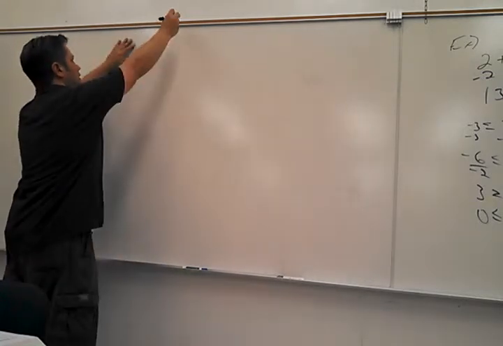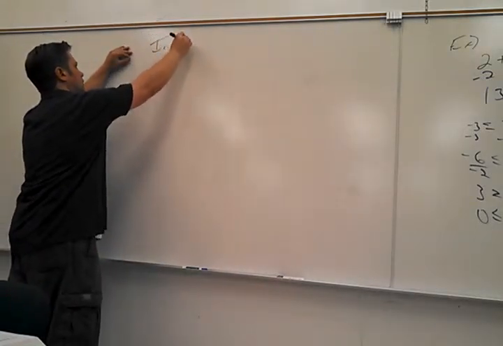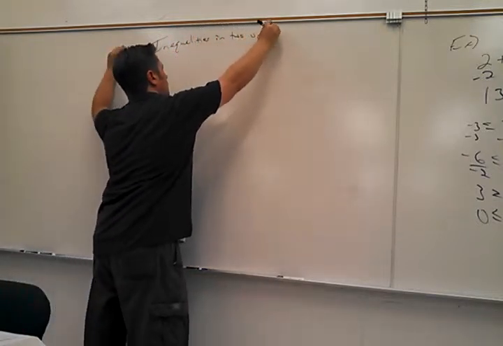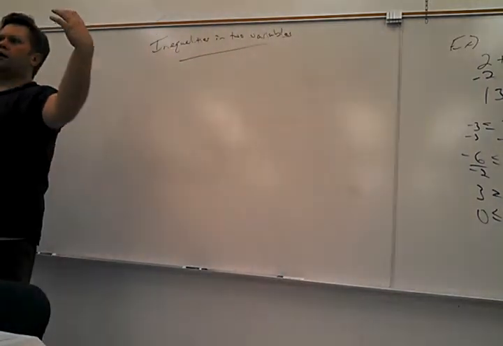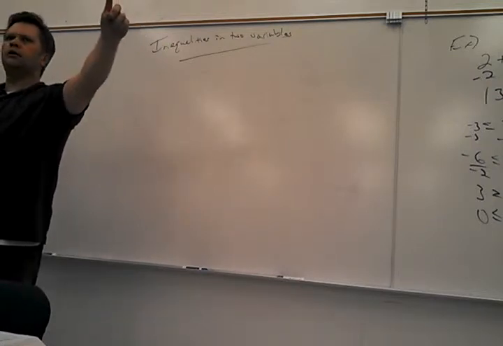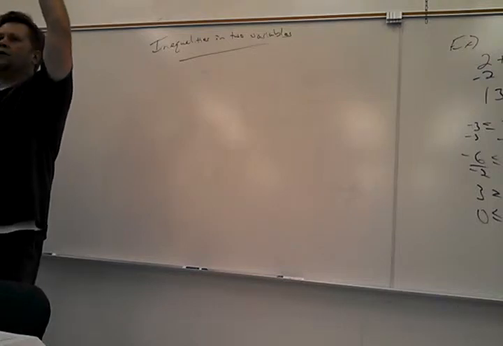So, the next section is about inequalities in 2 variables. So far we've been doing inequalities in 1 variable, and when we do inequalities in 1 variable, I just need a single axis. I just need a real number line. The minute I'm talking about 2 variables, I need an xy coordinate plane.